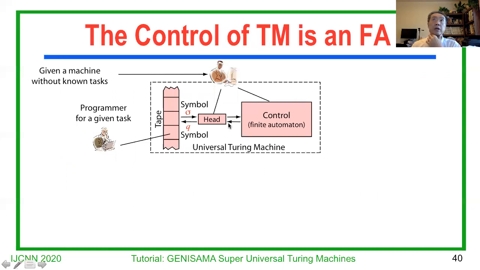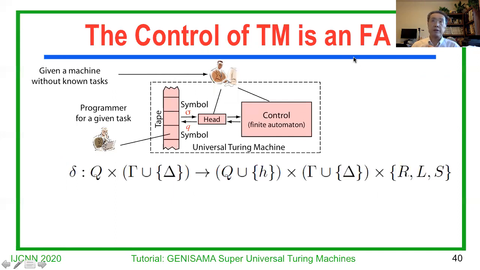Now, then we want to say that the control of a Turing machine is an FA. That's from me, right? I proved it a few years back, I think in 2015. You used to have a 5-tuple, and I just changed the definition so that it has a formulation of an FA.